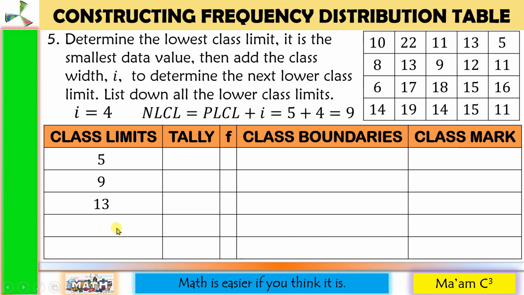The next lower class limit is equal to the previous 13 plus the class width, which is 4. So 13 plus 4 is 17. The next lower class limit is equal to the previous, which is 17, plus the class width, which is equal to 4. 17 plus 4 is equal to 21.